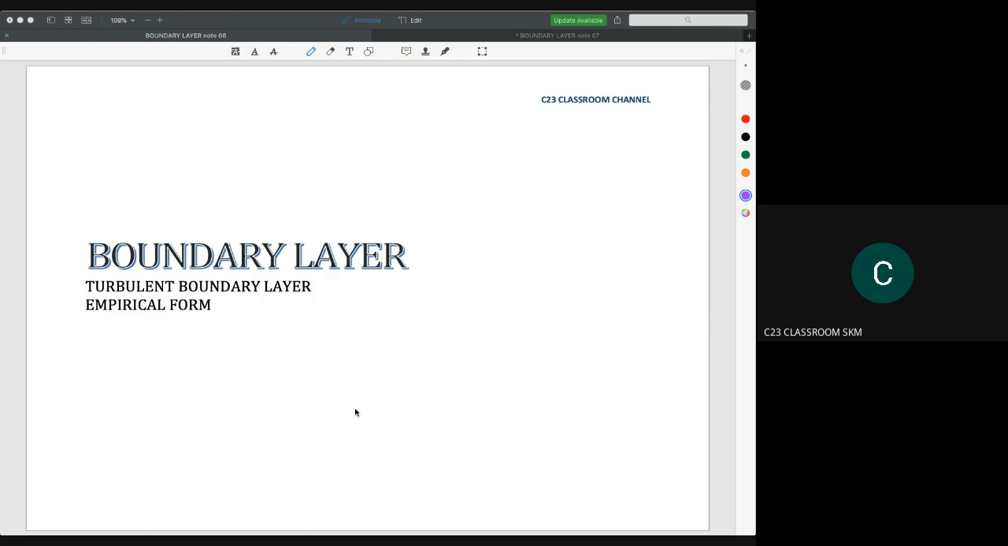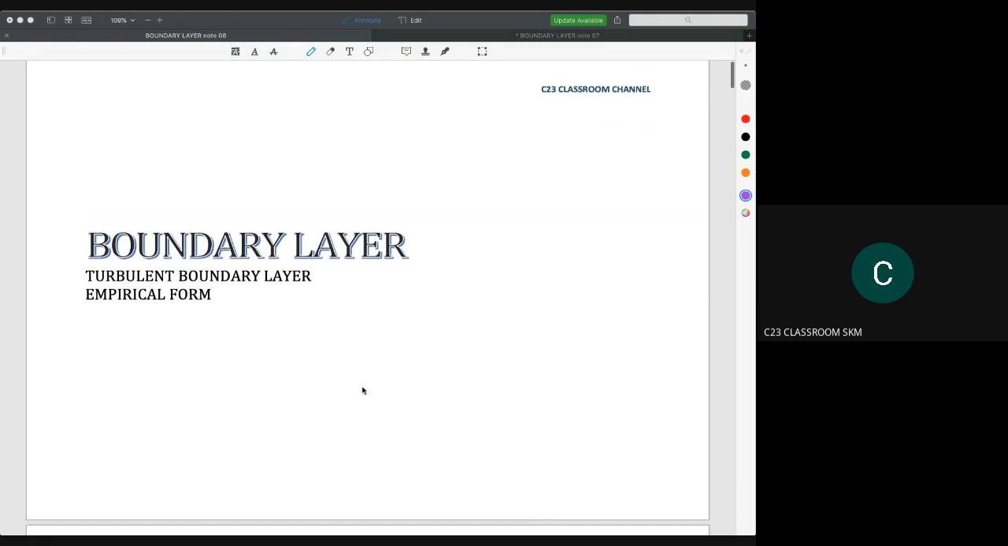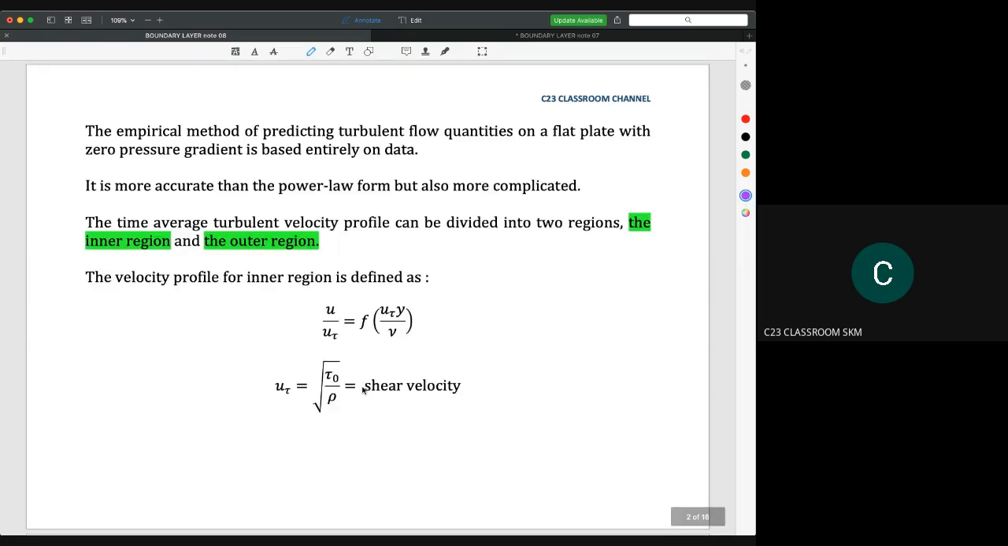So we continue our discussion on boundary layer. So now I try to share with you some idea about how to solve turbulent boundary layer by using the idea of empirical form. So the empirical method of predicting turbulent flow quantities on a flat plate with a zero pressure gradient is based entirely on data.